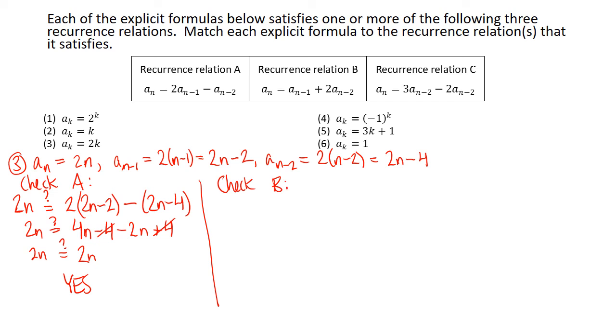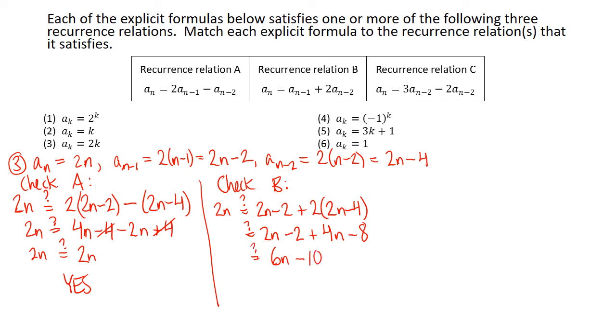So on the left we have an, which is 2n, and on the right we have an minus 1, and then plus 2 times an minus 2. So just simplifying. So I think this one is not going to work out because this is going to be 6n minus 10, which is not the same as 2n. So this is a no. And then let's check C.